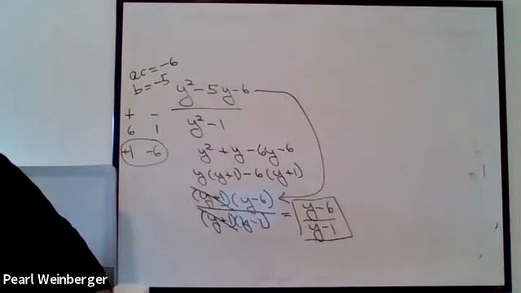So we have a fraction that has a binomial on the top and a trinomial on the bottom. It's not a monomial over a monomial. In order to reduce this fraction, we're going to have to factor completely the numerator and the denominator. Okay, I'm going to give you a few minutes to try and factor it. Go ahead and factor both the numerator and the denominator.